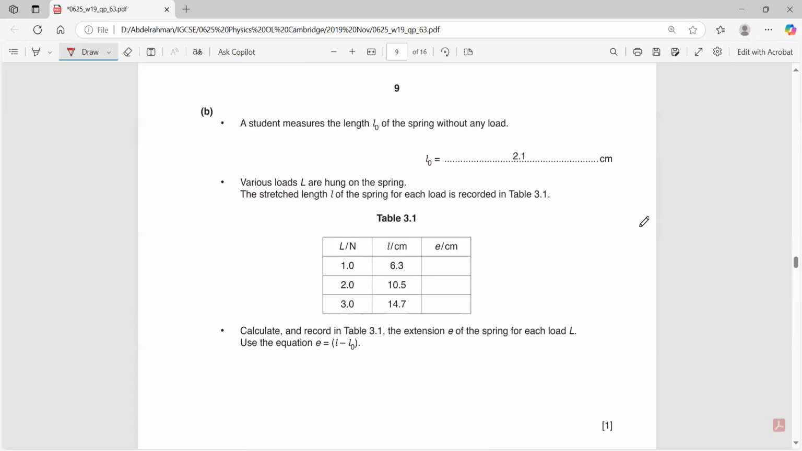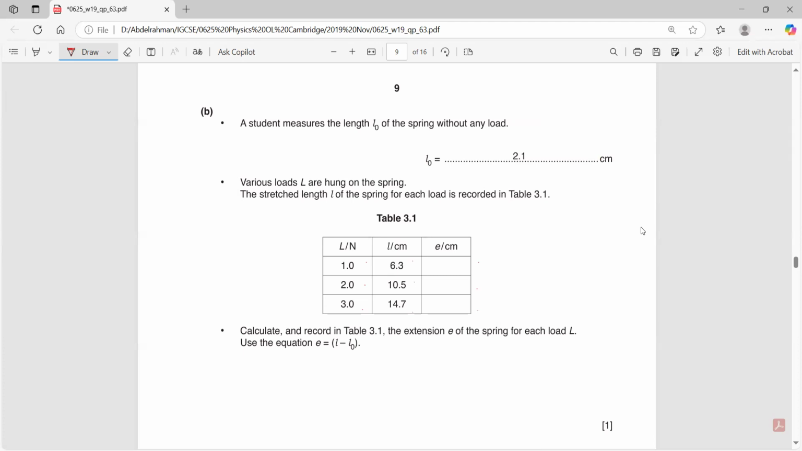A student measures the length L0 of the spring without any load. Various loads are hung from the spring. The stretched length L of the spring for each load is recorded as shown. So you have L0, the original length, which is 2.1. And then you keep on adding loads, 1, 2, and 3. The length keeps on increasing.